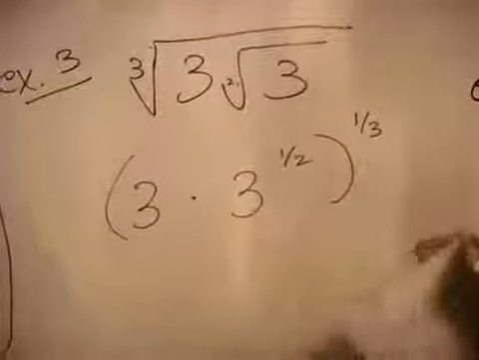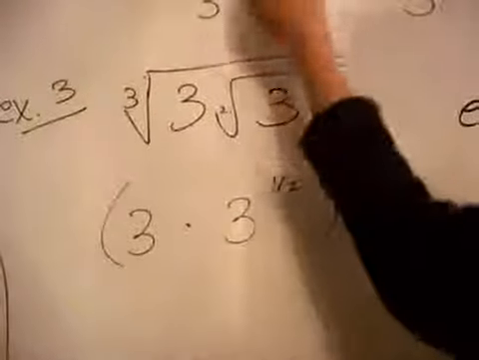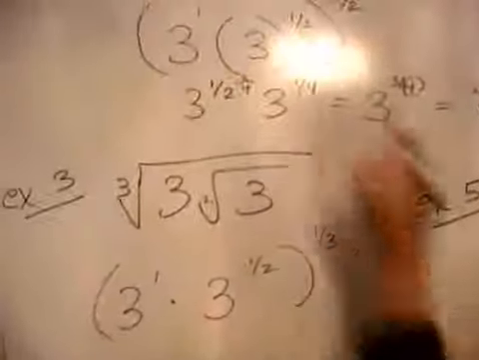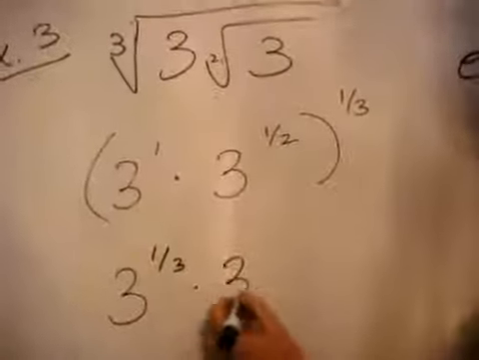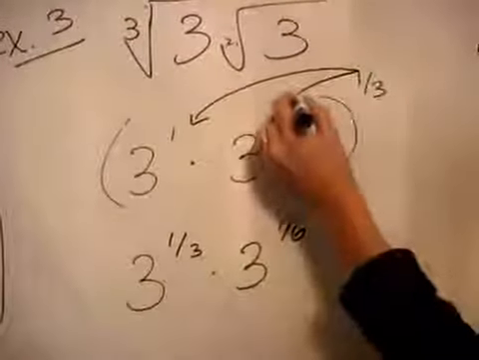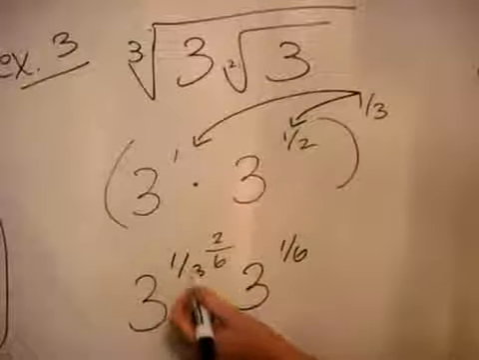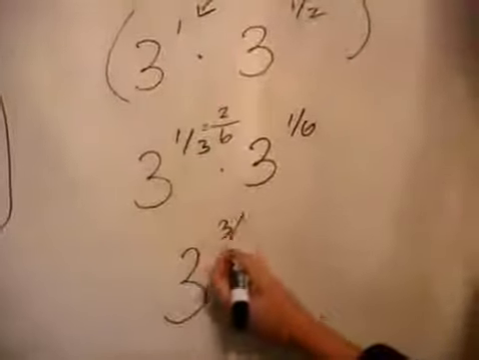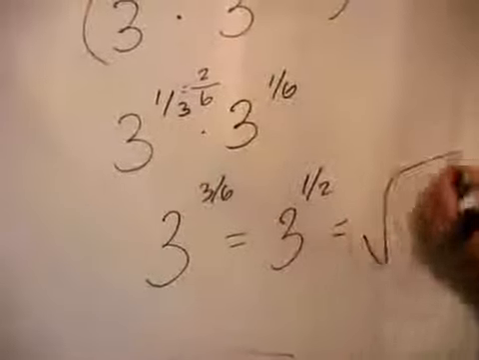So now we can distribute this, or you could either distribute it like what we did up here, or we could add these together and then multiply the powers. So let's just do it like we did up here to be consistent. So we get 3 to the 1/3 times 3 to the 1/6. I just took this times this and this times this. Now we find our common denominator of 6, so 1/3 is the same as 2/6, so it's going to be 3 to the 3/6, or 3 to the 1/2, which is the square root of 3.